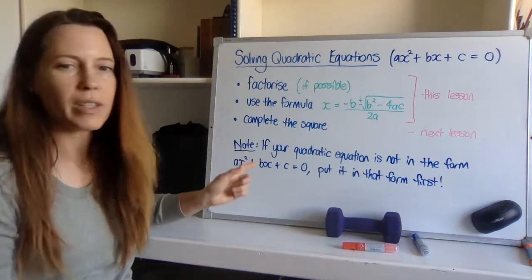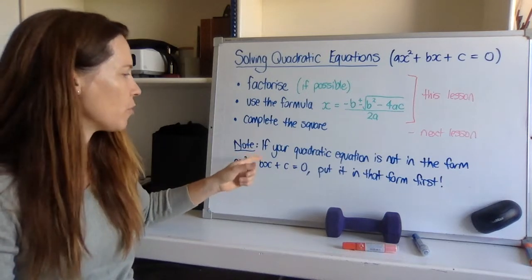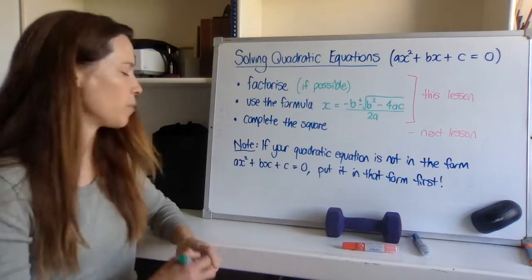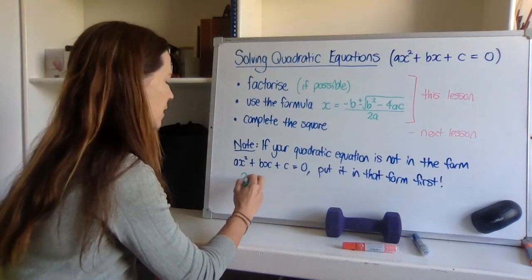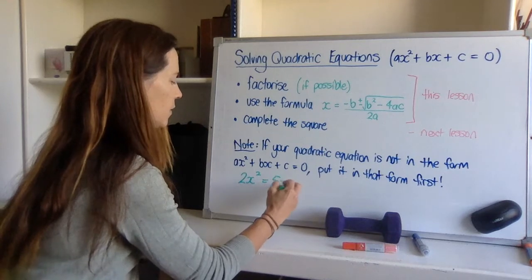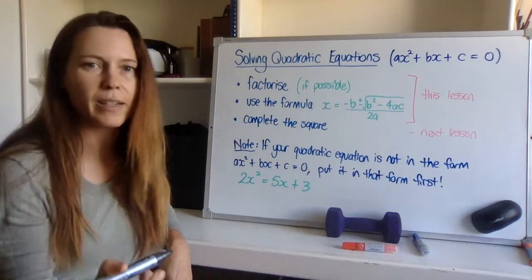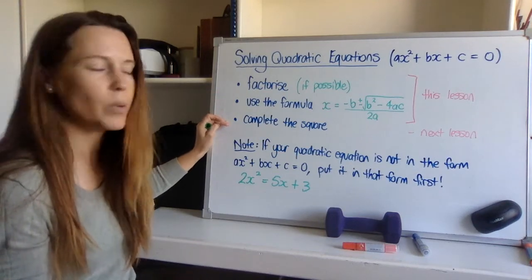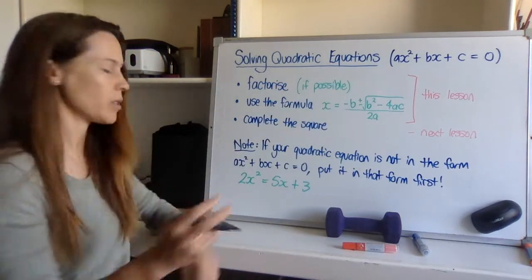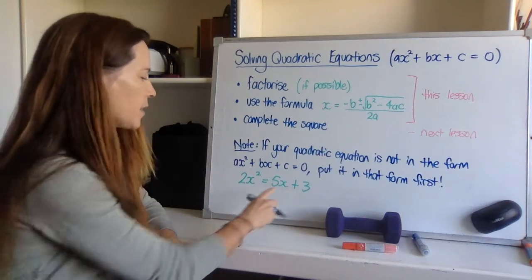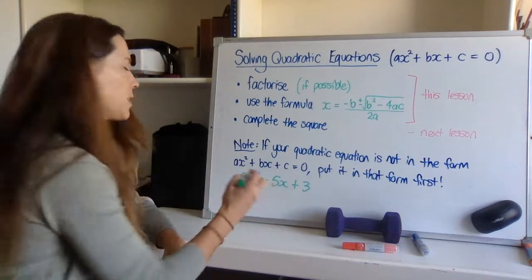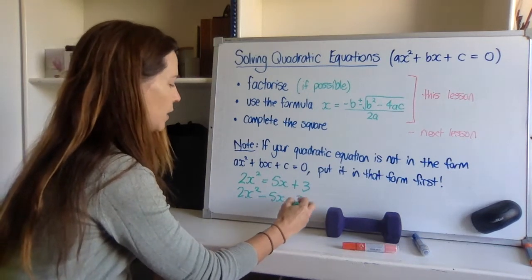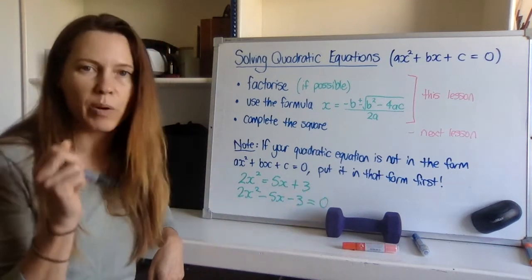Now, first things first, if our quadratic expression is not in that form, our first step is to put it in that form. So if, for example, we're looking at something like this, we can't factorise yet. We can't use the formula yet. We're not ready to complete the square. We need to get it looking like that first. So let's get everything over on the left-hand side by subtracting 5x and subtracting 3 from both sides. And we're going to have something that then looks more like this. Now we're ready to go.